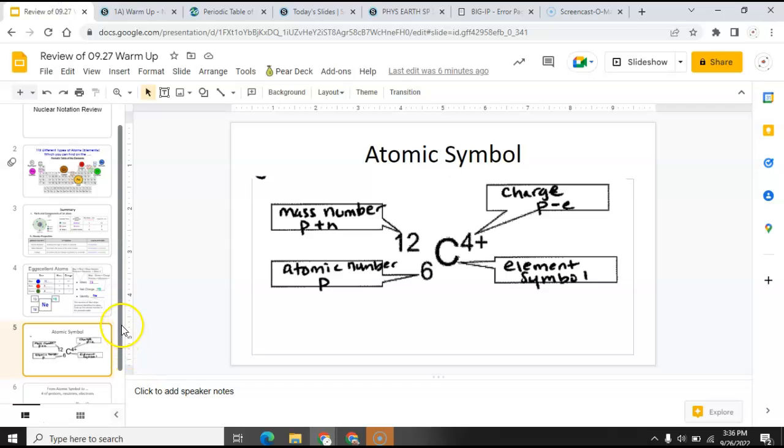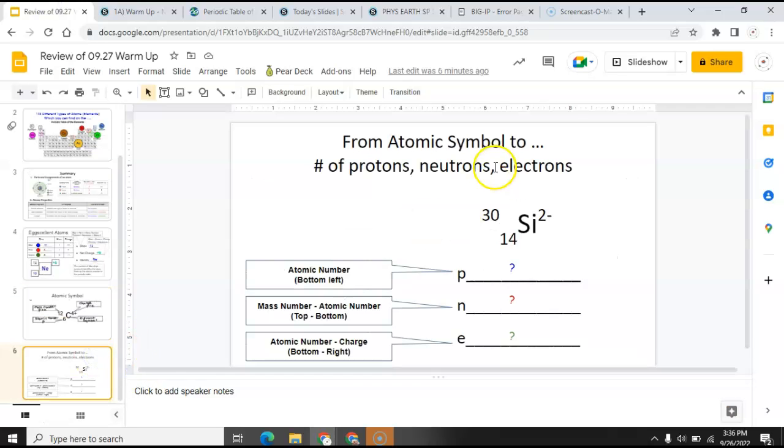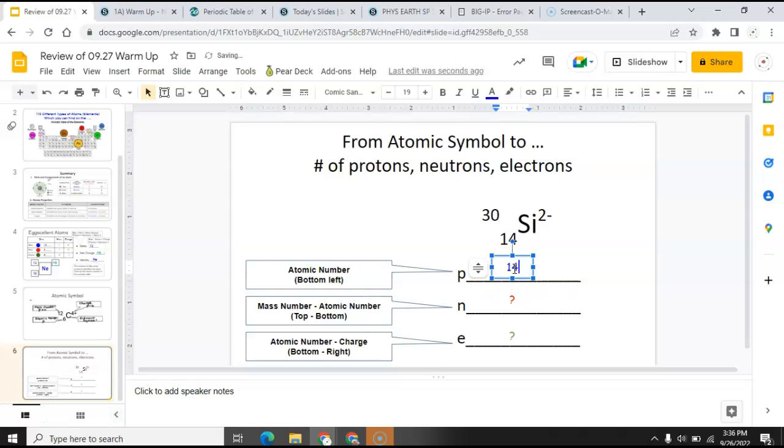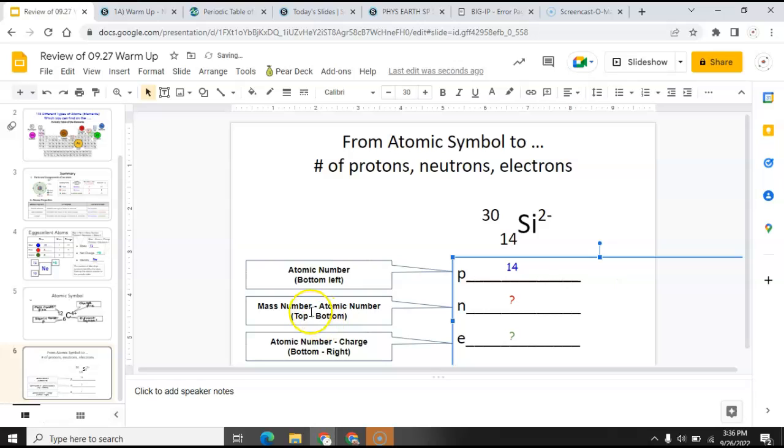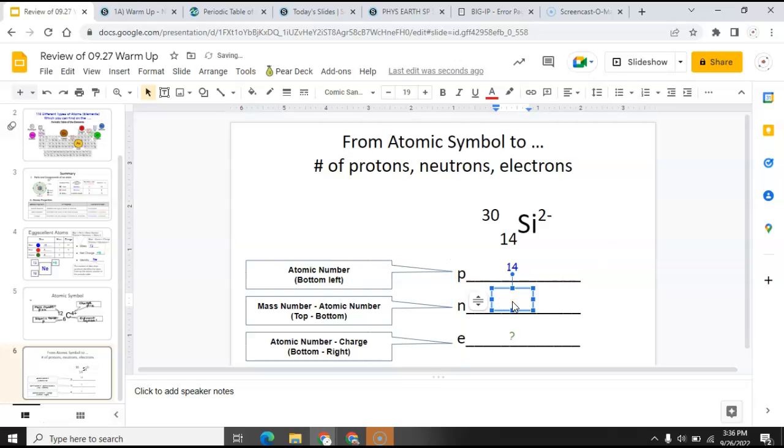So just to recap, when you're going from atomic symbol to number of protons, neutrons, and electrons, the atomic number, the one on the bottom left, would be the number of protons. So in this case, it would be 14. The number of neutrons will be the mass number minus atomic number. So that will be the top minus bottom. So 30 minus 14 is equal to 16. So this would have 16 neutrons.